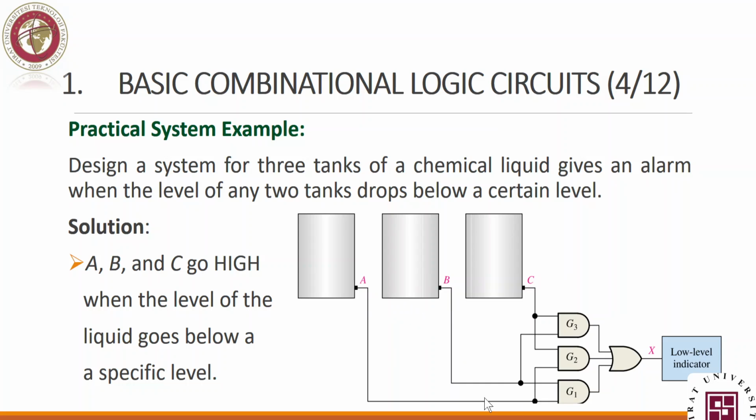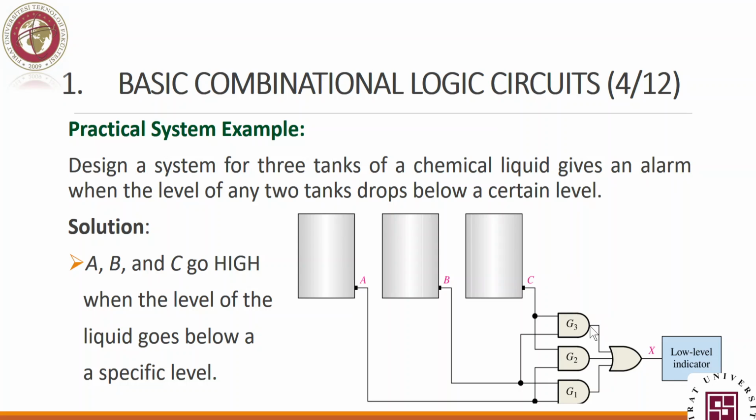So here we have A ANDed with B, gate one. A ANDed with C, gate two. B ANDed with C, gate three. Now we covered all possibilities. If A and B drop below a certain level, gate one will kick in, it will give high. How about if A and C, gate two will kick in and will give high output? How about B and C, gate three will kick in and give a high output?